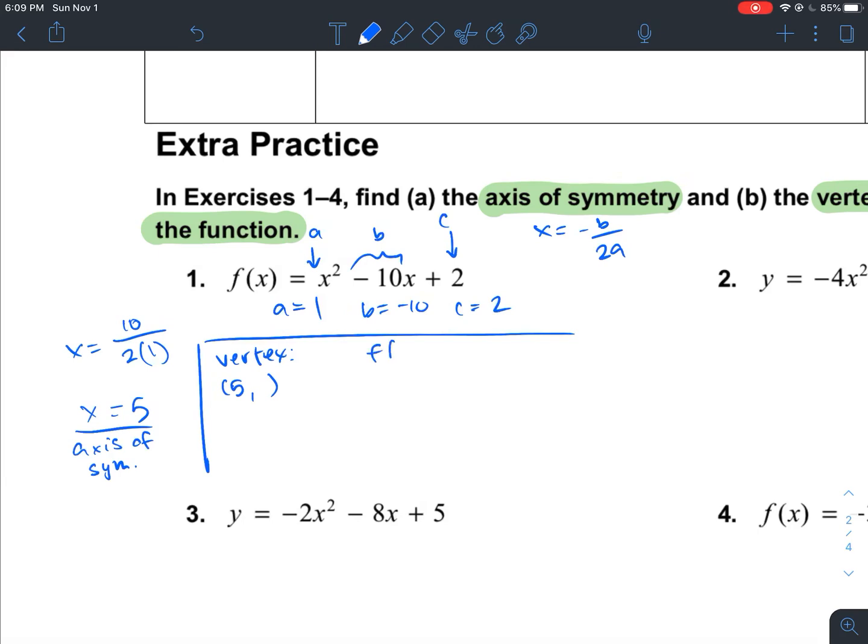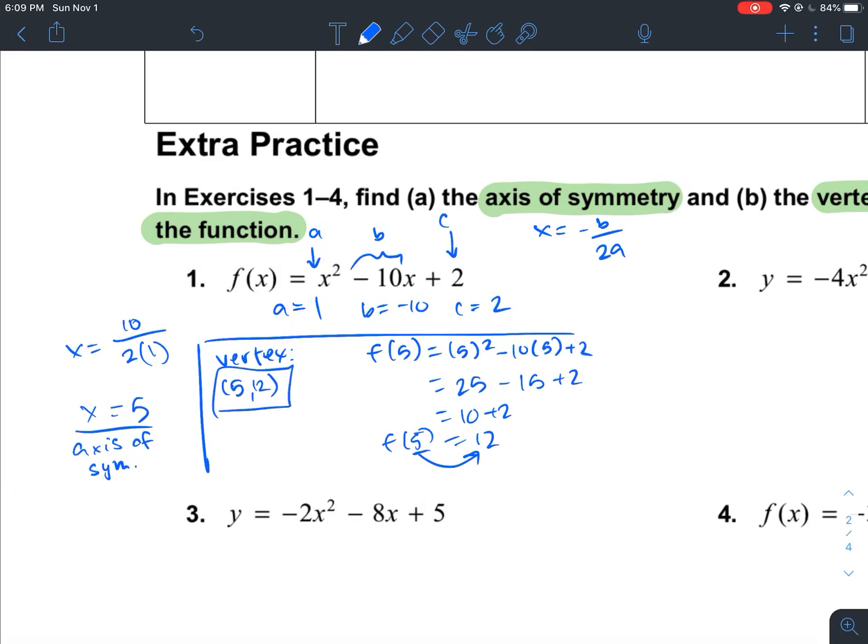So let's do f of 5. And that's going to equal 5 squared minus 10 times 5 plus 2. So that's equal to 25 minus 50 plus 2, and that's equal to negative 25 plus 2, which is equal to negative 23. So when x is 5, y is equal to negative 23. So our vertex will be 5, negative 23.